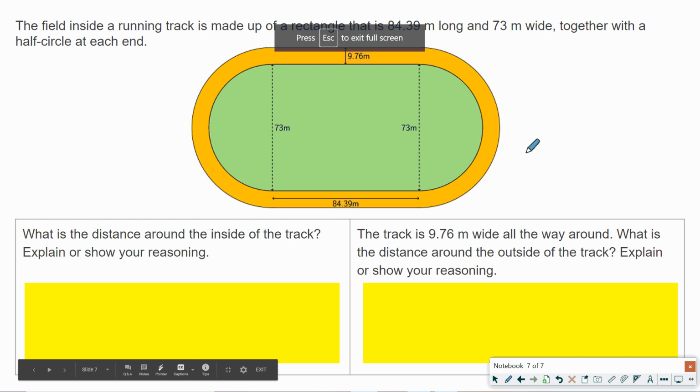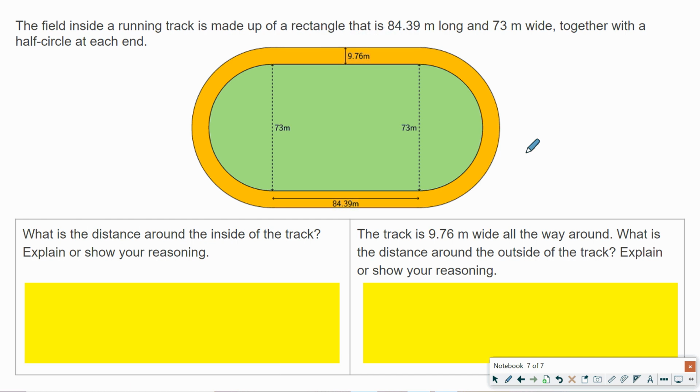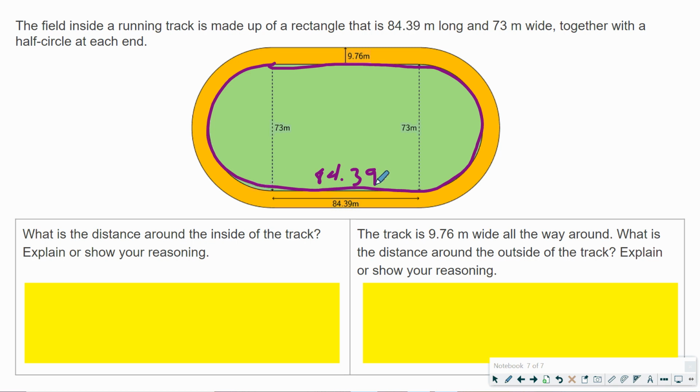All right. The next one says the field inside a running track is made up of a rectangle that is 84.39 meters long and 73 meters wide, together with the half circle at each end. The first part says, what is the distance around the inside of the track? So I have to find the distance going around the inside. The first thing I know is that this is 84.39, and so is this, because it's a rectangle.